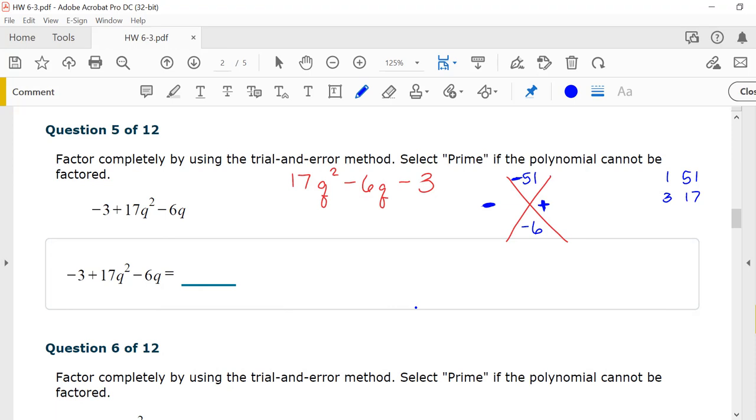Okay. You can't factor that. You can't get any of the factors to add up to -6. So I'm going to write prime.